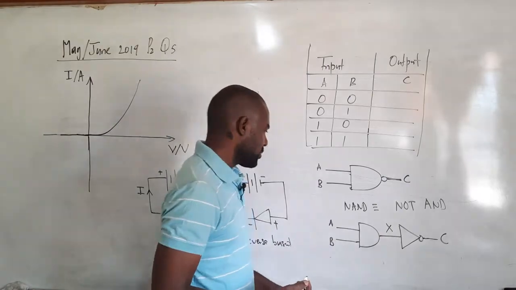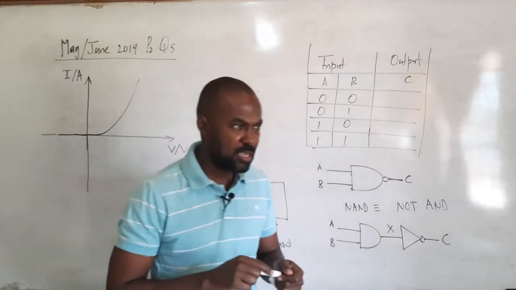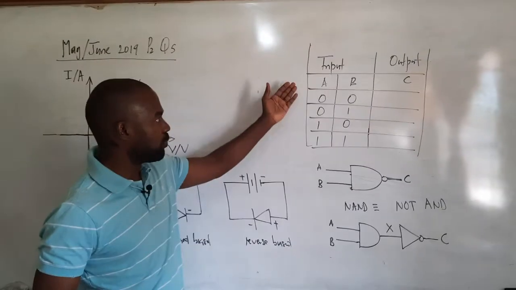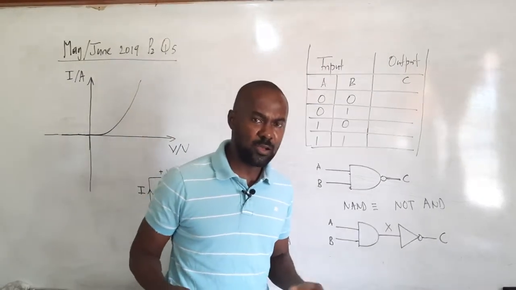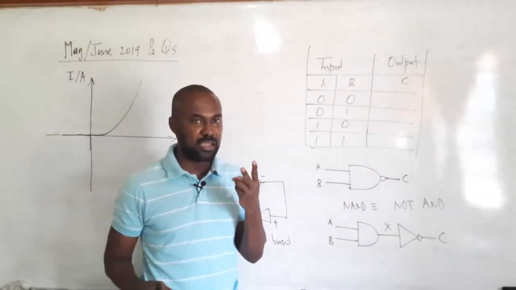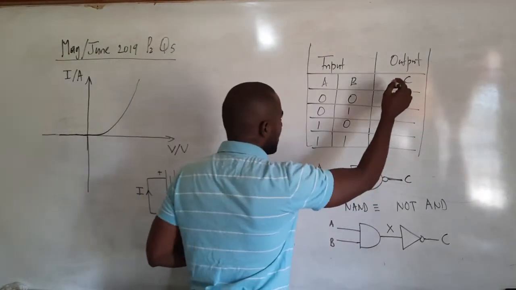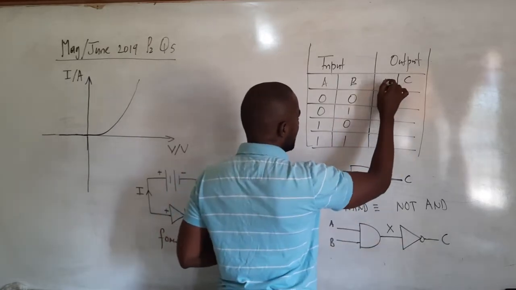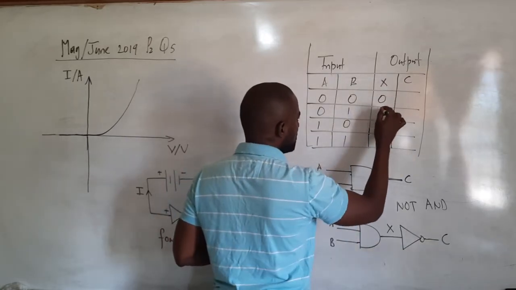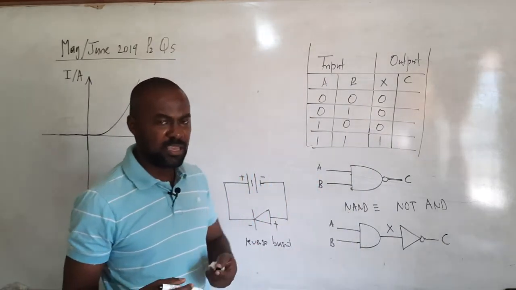So let's do that. Because this is an AND gate, our AND gate operates like this. If the two inputs are high or ones, then the output will also be high. So in other words, the output is high only if both inputs are high. Otherwise, it is a low output. So if we were to put a little extra column here for X, then X would be 0, 0, 0, 1. So X would represent the output from the AND gate.